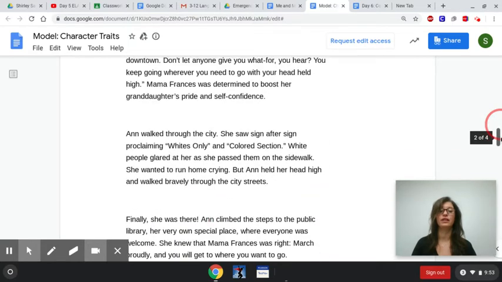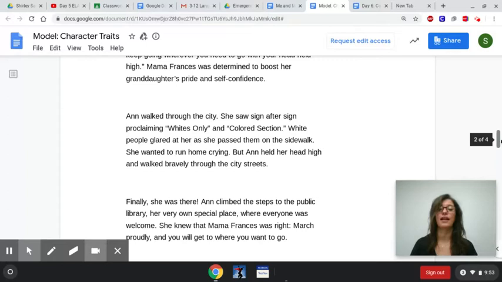Anne walked through the city. She saw sign after sign proclaiming whites only and colored section. White people glared at her as she passed them on the sidewalk. She wanted to run home crying, but Anne held her head high and walked bravely through the city streets. Finally, she was there and climbed the steps to the public library, her very own special place, where everyone was welcome. She knew that Mama Frances was right. March proudly, and you will get to where you want to go.